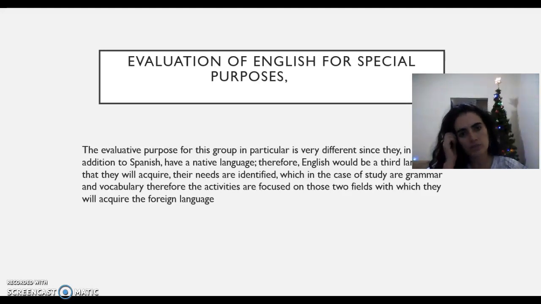Evaluation of English for special purposes. The evaluative purpose for this group is very different, since they, in addition to Spanish, have a native language. Therefore, English would be a third language that they will acquire. Their needs are identified, which in the case of study are grammar and vocabulary. Therefore, the activities are focused on those two fields with which they will acquire the foreign language.